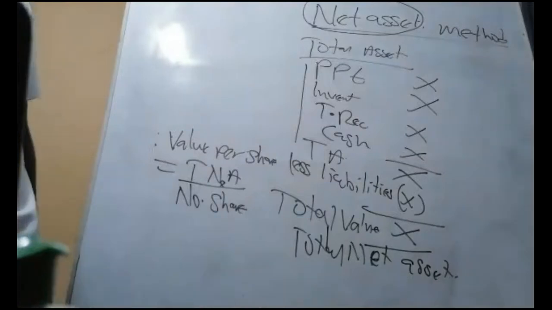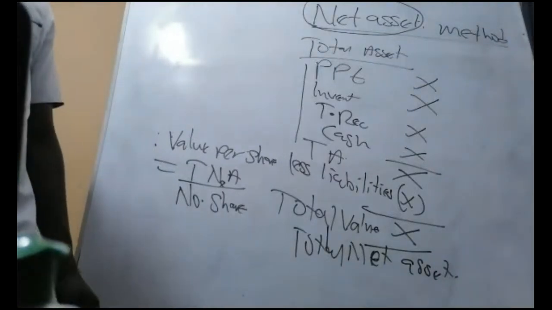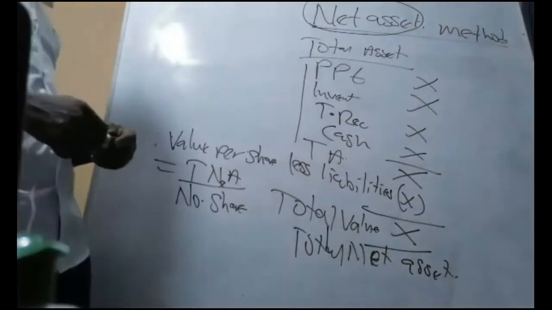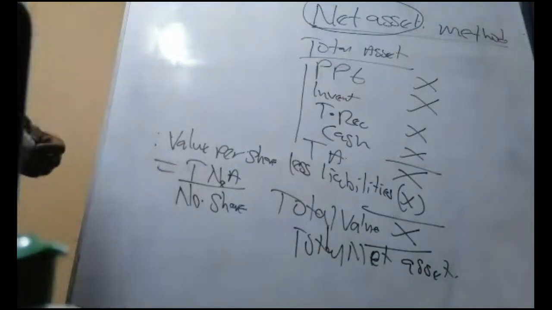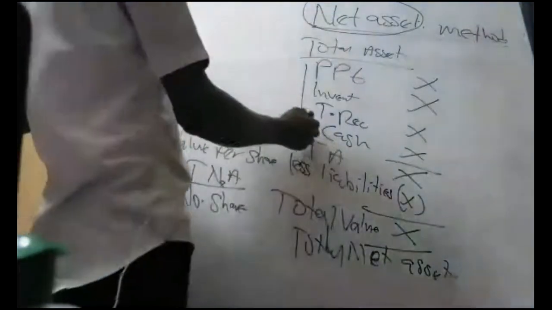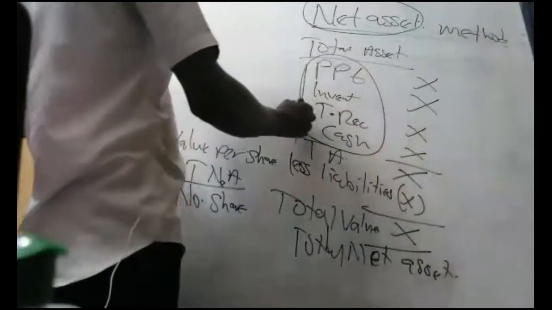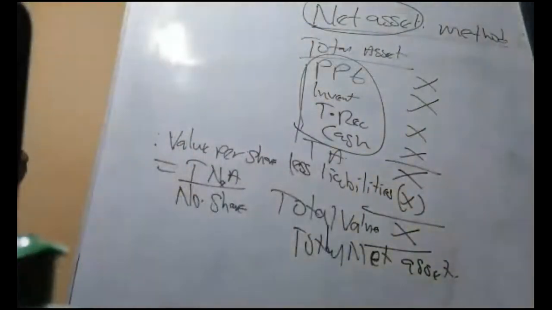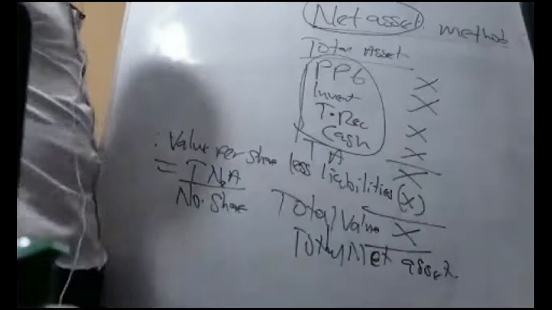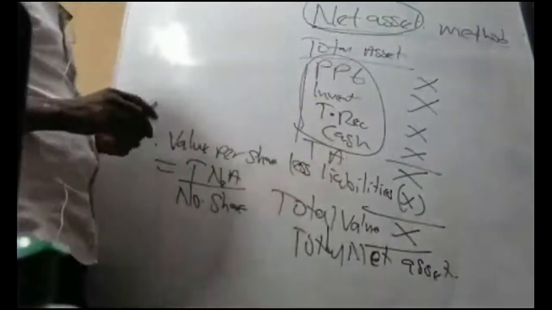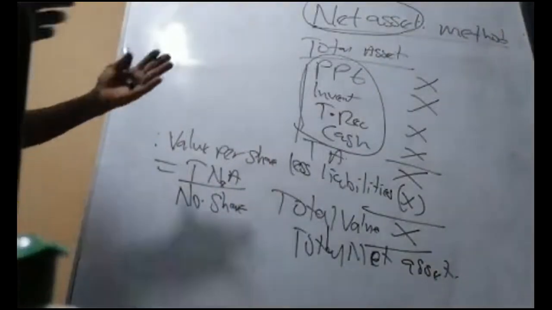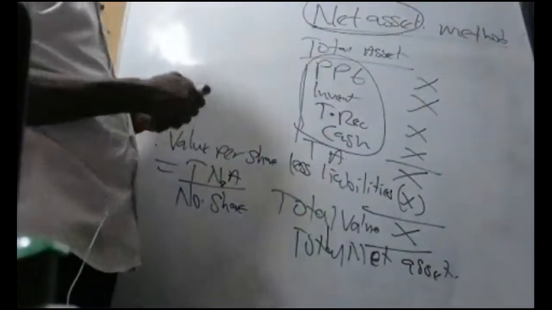Again, we have to use the fair valuation. All assets must be at fair value. If by one way or another they give you the fair value, you have to pick the fair value, not the book value. But where the fair value is not given, then you choose the book value.